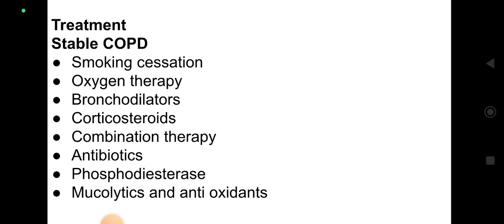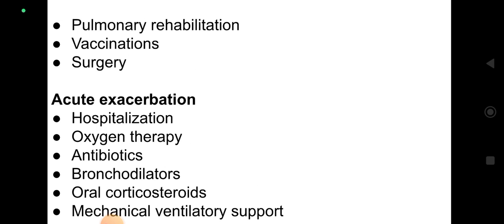Treatment of stable COPD includes smoking cessation, oxygen therapy, bronchodilators, corticosteroids, combination therapy, antibiotics, phosphodiesterase inhibitors, mucolytics and antioxidants, pulmonary rehabilitation, vaccinations, and surgery. Acute exacerbations include hospitalization, oxygen therapy, antibiotics, bronchodilators, oral corticosteroids, and mechanical ventilatory support.